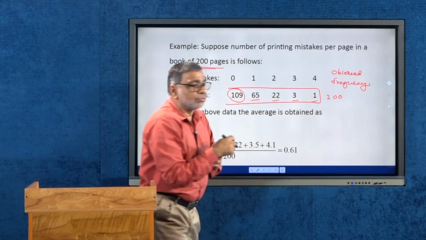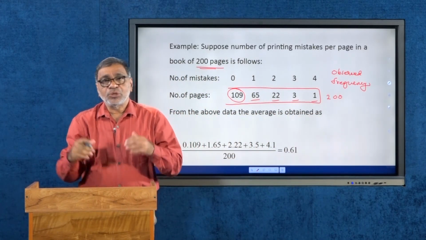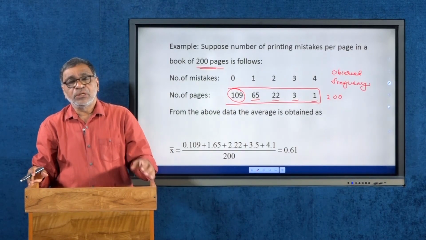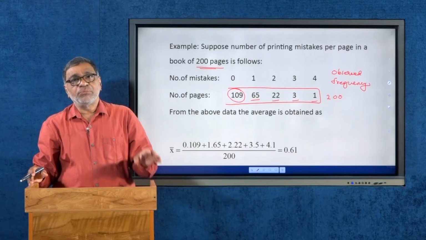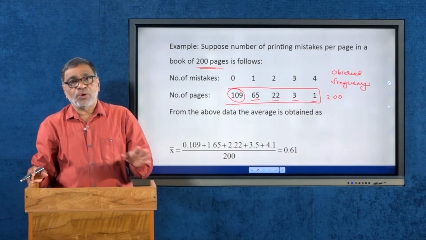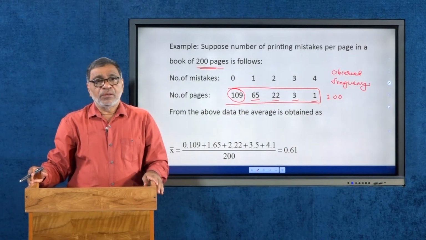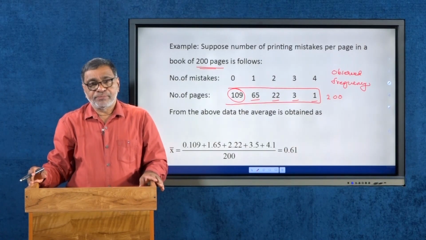This is our observed frequency. We have an observed frequency of this phenomenon, that is, you are counting the number of pages with mistakes 0, 1, 2, 3 and a maximum of 4 in a book of 200 pages.